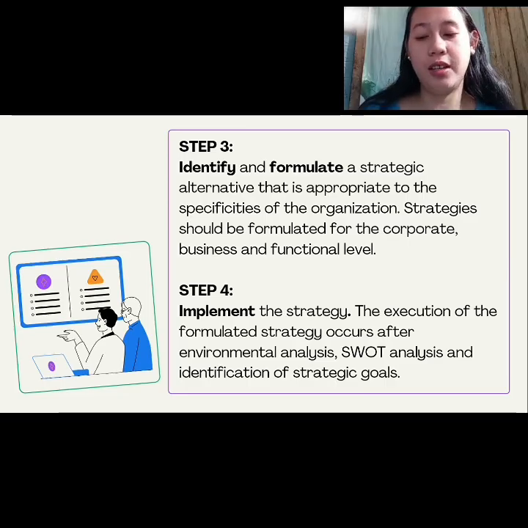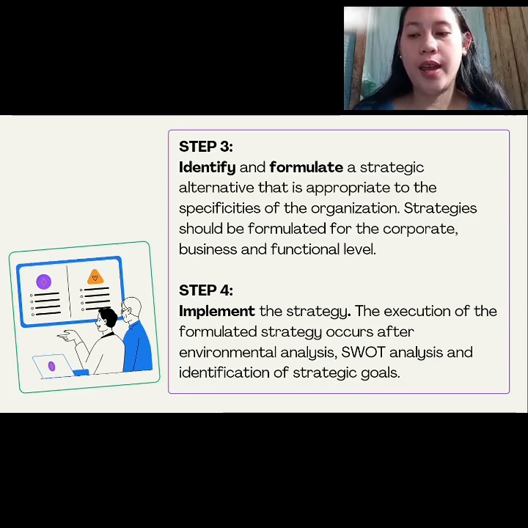Develop strategic alternatives and formulate strategies for corporate, business, and functional levels. Then step 4, implement the strategy. The execution of the formulated strategy occurs after environmental analysis, SWOT analysis, and identification of strategic goals. So, step 4, implement strategy. Execute the formulated strategy, allocate resources, and assign tasks.